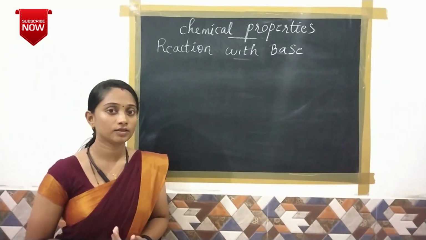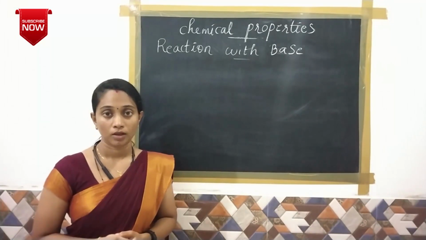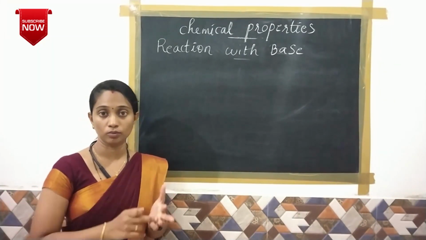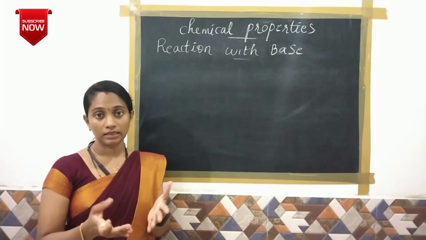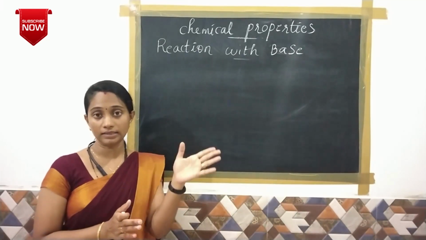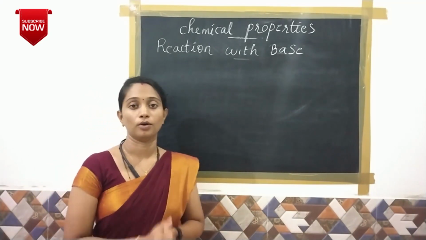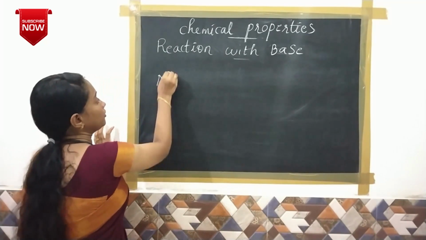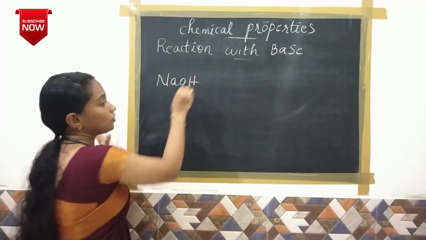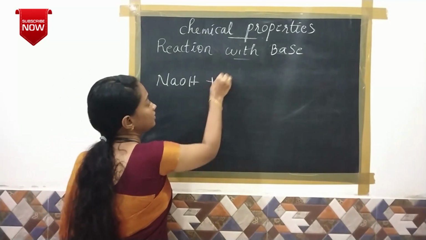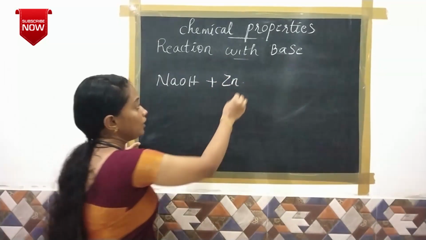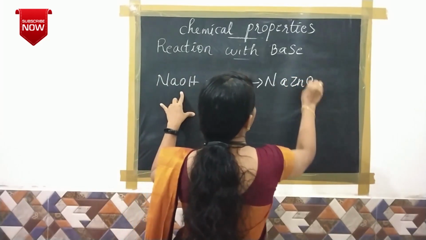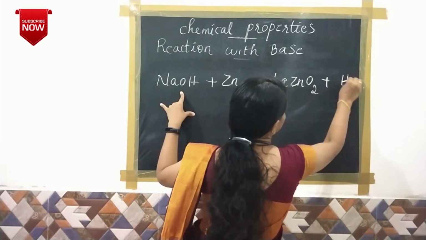The fourth reaction is the reaction with the bases. In the case of metals, very few metals such as aluminium, lead and zinc react with a strong base, producing the corresponding compound and hydrogen gas. For example, sodium hydroxide is a strong base. When it is reacted with the metal zinc, it produces sodium zincate, Na2ZnO2, plus hydrogen gas.